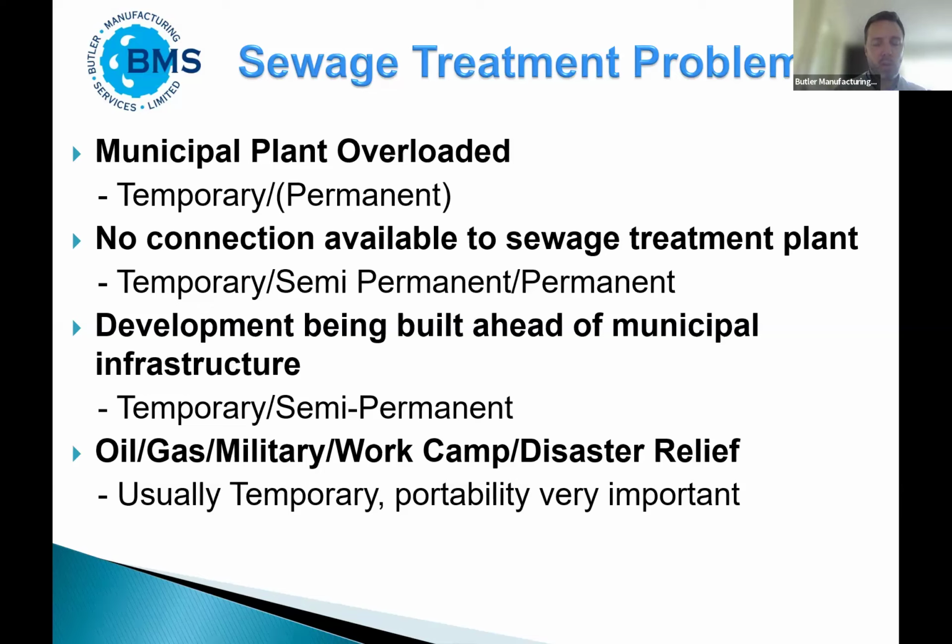We'll discuss that more. Secondly, there is a crossover, but there's no connection available to a sewage treatment plant. This might be that you can't connect to the municipal plant at all, or that a plant is being built and not available yet, or that you might be able to pump in the future. But this can be more semi-permanent, but it is something you can put a temporary sewage treatment plant in to counter.